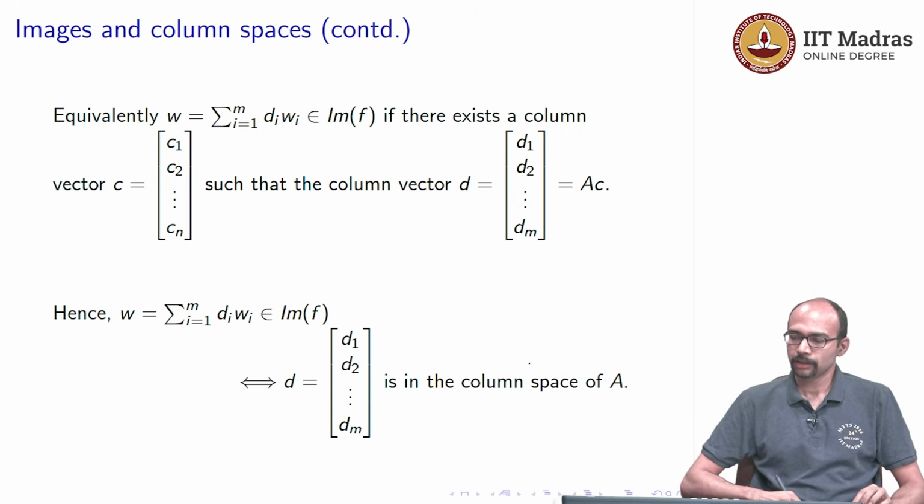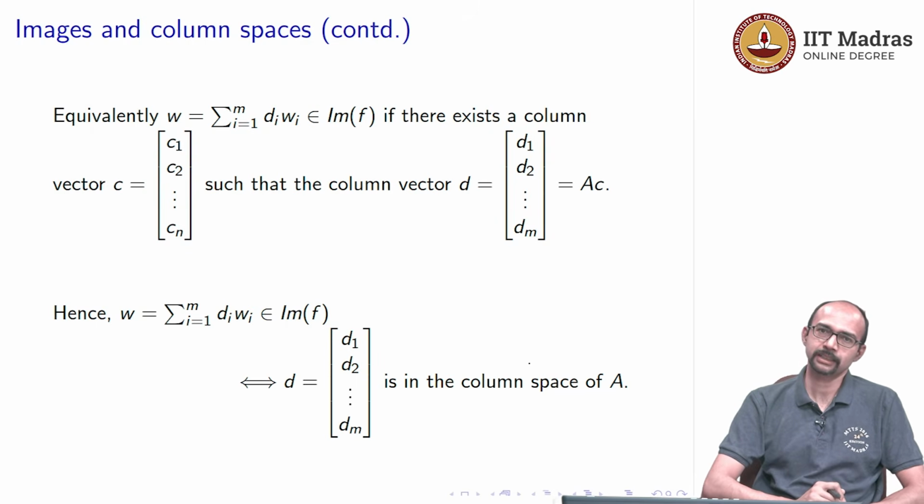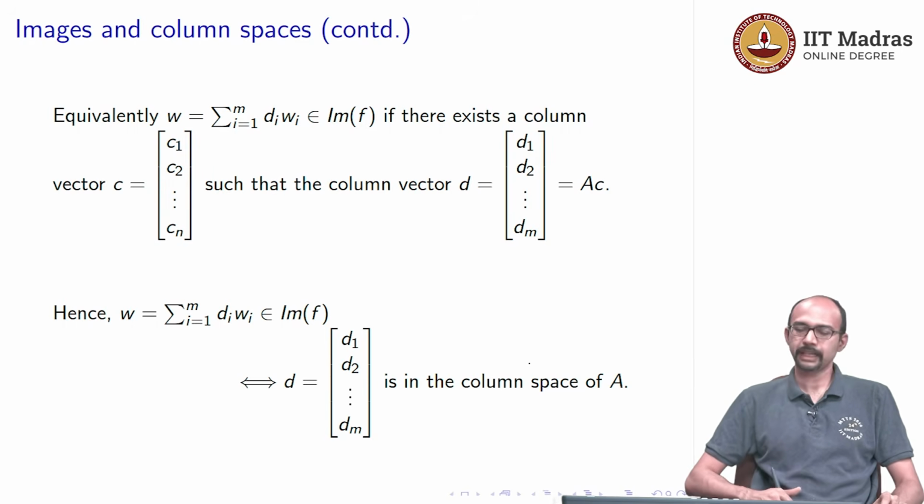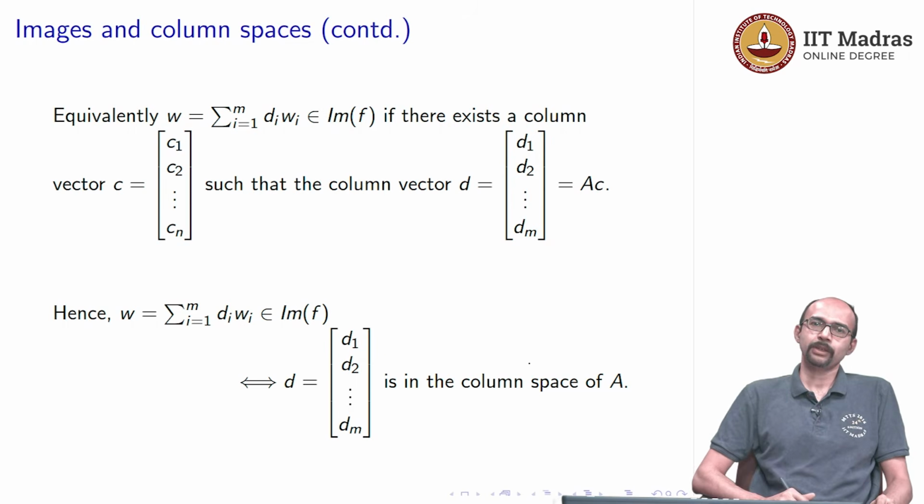Excuse me. But remember that A times c is exactly a linear combination of the columns of A. So, what that means is that w is in the image of f, where w is given by the summation d i w i, if and only if the vector d equal to d1, d2, up to dm is in the column space of A. Okay. So, that is the relation between the image of f and the column space of this matrix A.